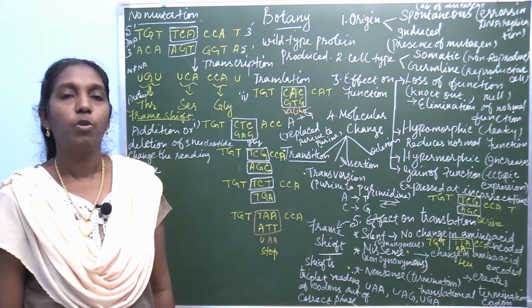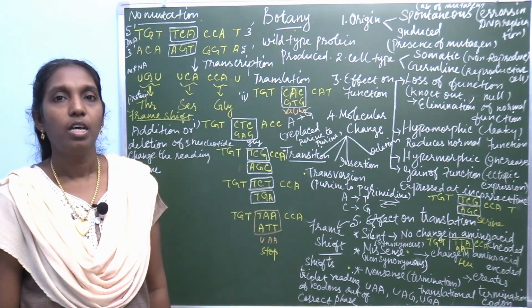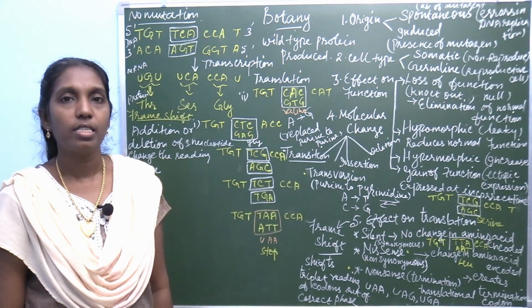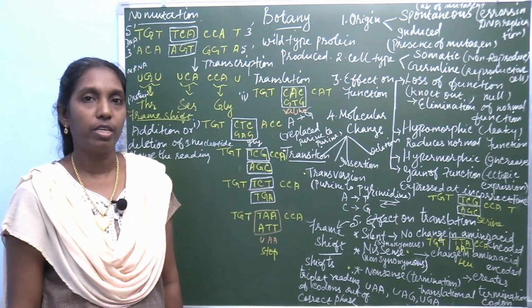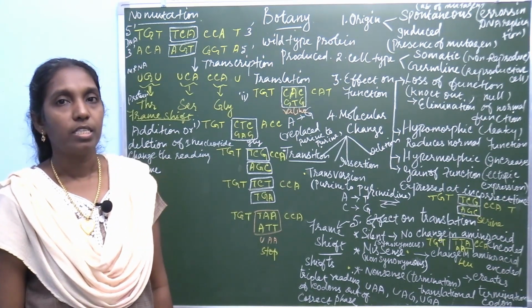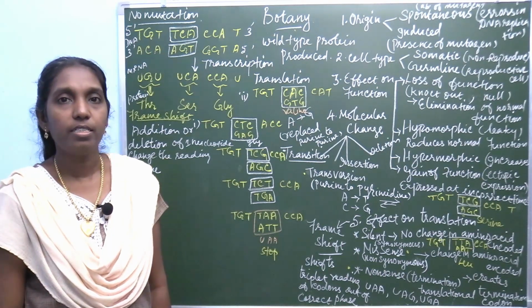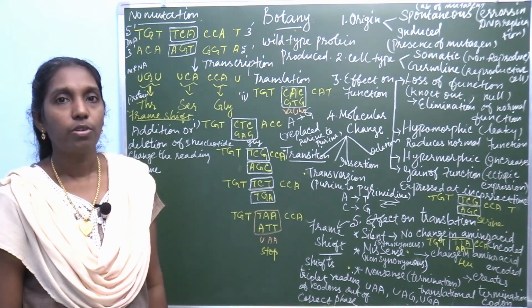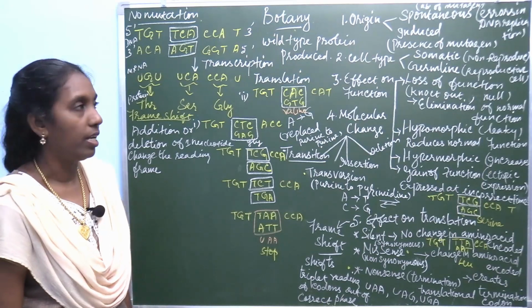Mutation is broadly classified into two different types. Before that, what's the definition of mutation? Mutation is the sudden change in the nucleotide sequence of DNA.